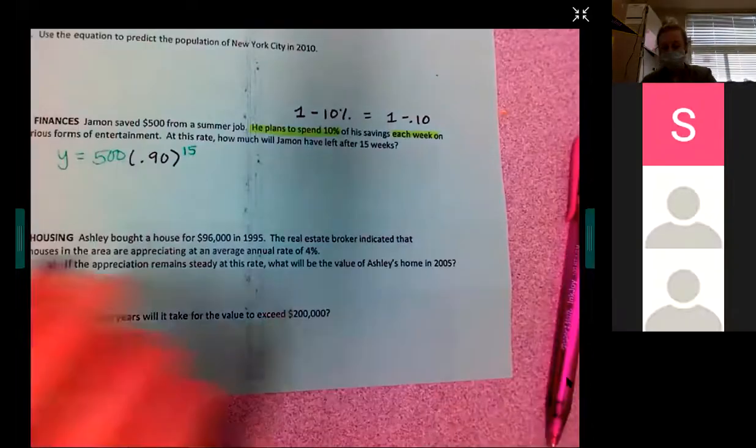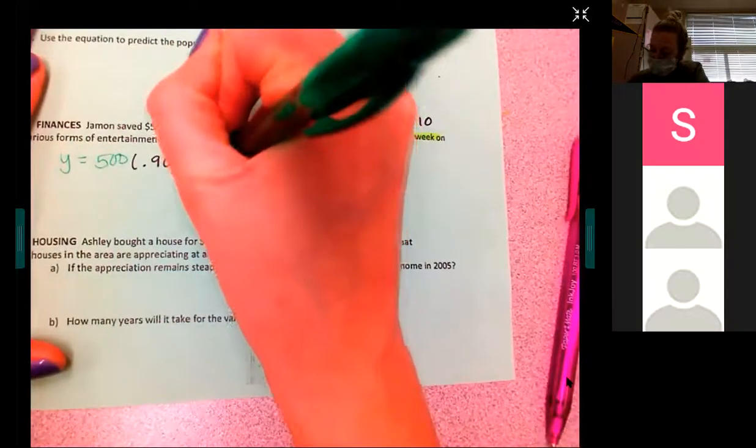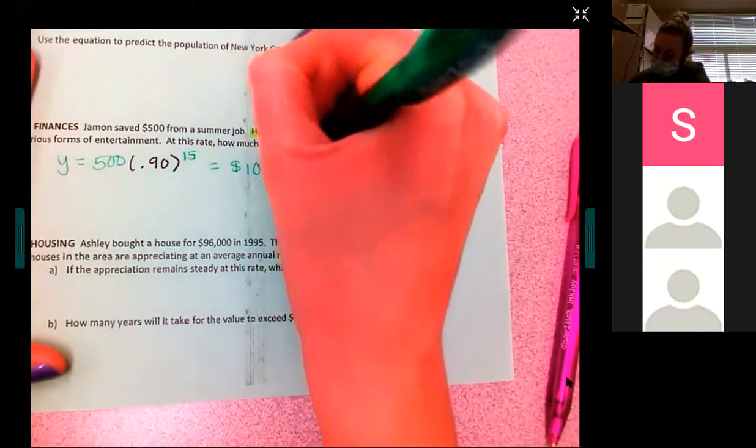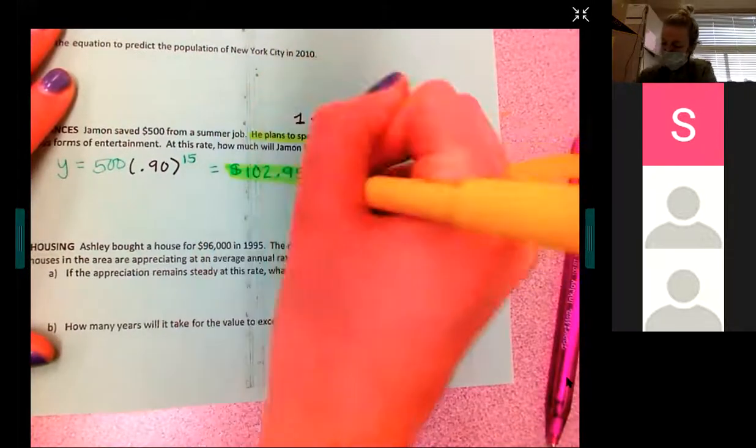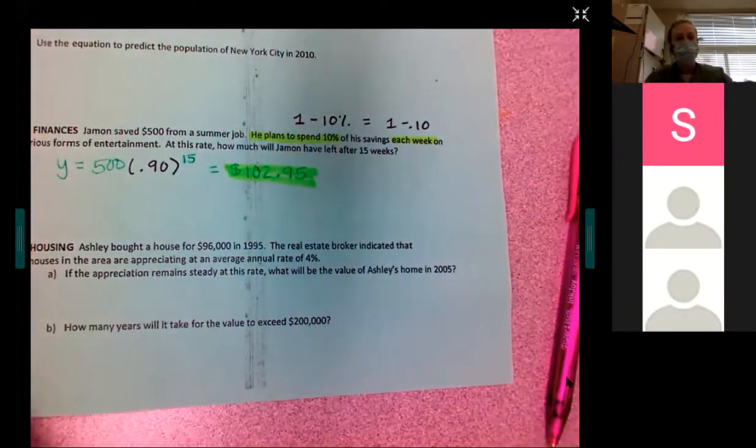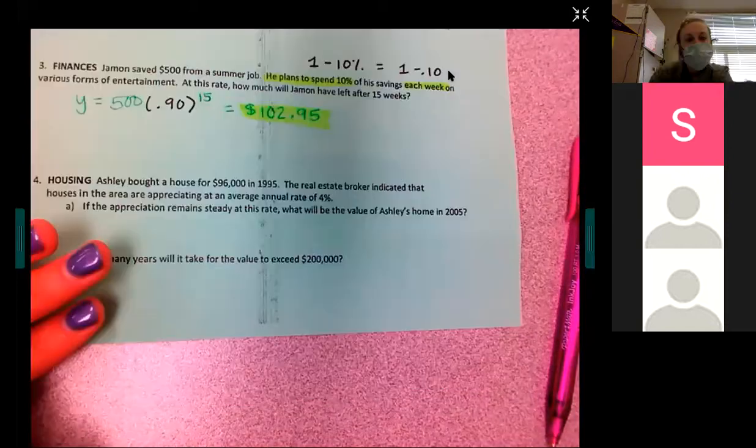So I'm going to flip back to my other screen so y'all can see me write it. And then we're going to take any questions on this one before we do our next one. So at this rate, how much will he have left? We said $102.95, right? Any questions on that example? Technically, that's the first real example.